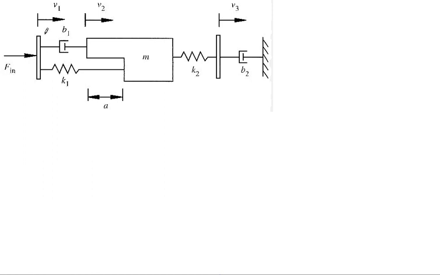There are three platforms associated with movement: V1, V2, which is associated with this mass, as well as V3. For the leftmost platform, associated with movement V1, there are three forces: Fb1 due to the damper, Fk1 due to the spring, and the input force Fin. Hence, the equation of motion can be written as Fin minus Fb1 minus Fk1 equals 0.